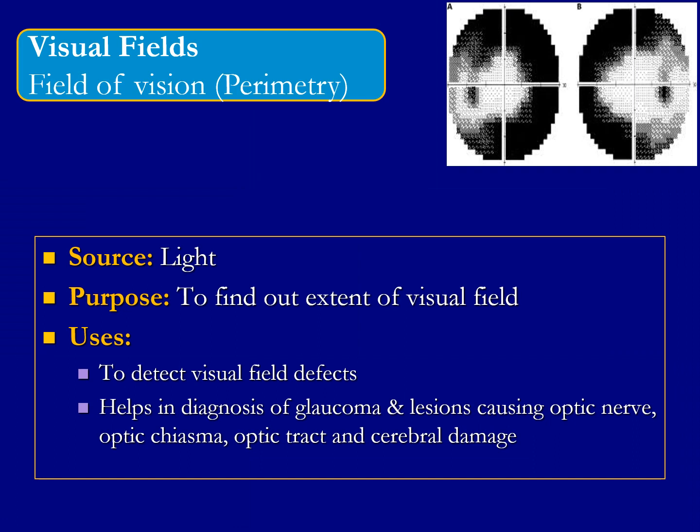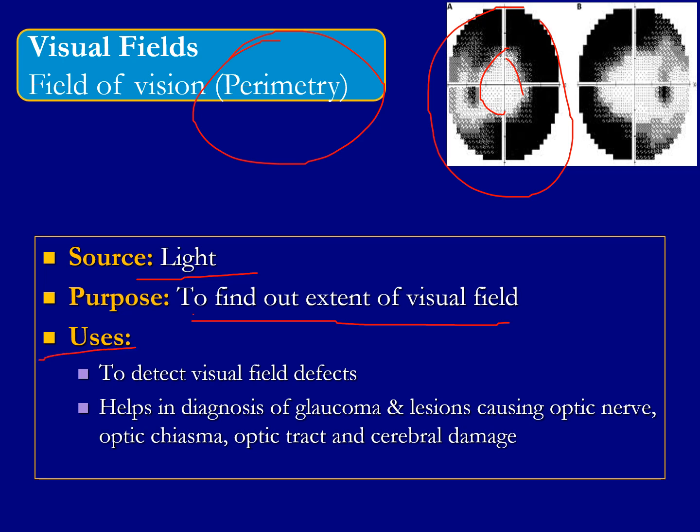Now, visual field is also called perimetry, so you may advise a perimetry, which is the same thing as the visual field. The source is the light. We use the normal light, and the purpose is to find out the extent of the visual fields. Like over here, this person can see only in the center, while the peripheral one is shown as the black, so this person cannot see to the sides. So that's how we find out the extent of the visual fields.